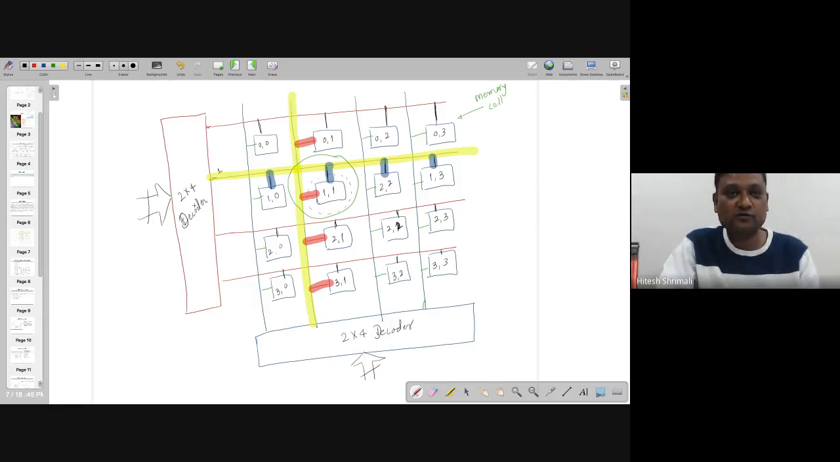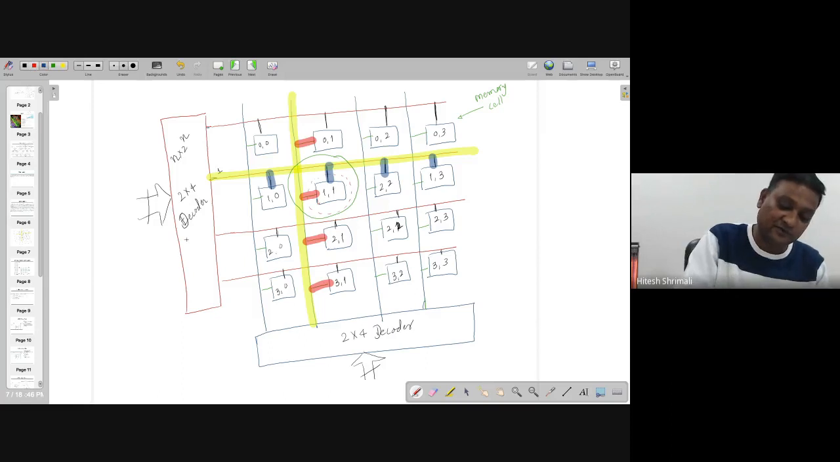It might be other number also. It might be 3x8, or you can say that n×2^n decoder. By the way, this vertical one, which has the red color, it's taking care of all the rows. That's why we are calling this particular decoder as row decoder. And this one, I'm going to call it as column decoder.